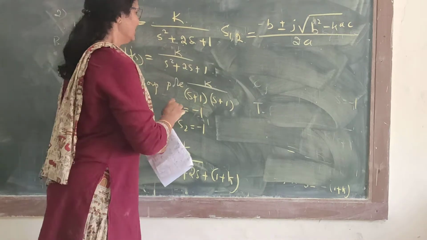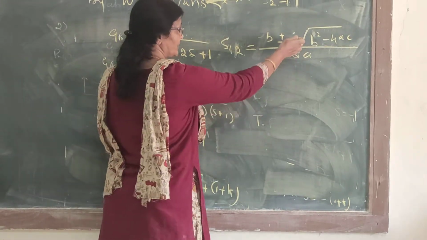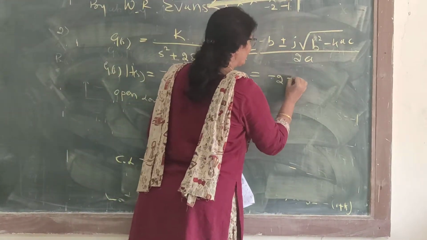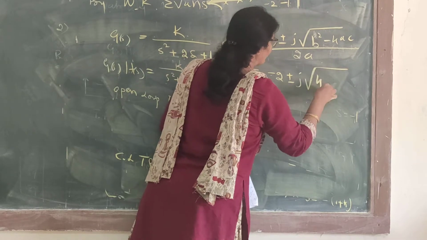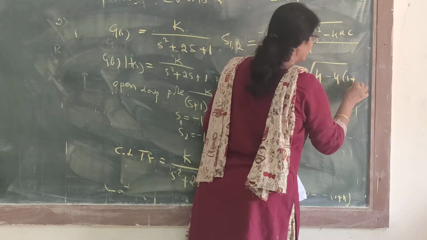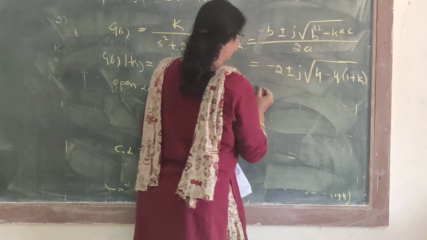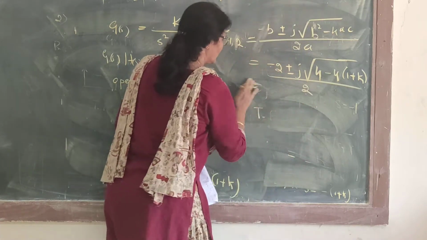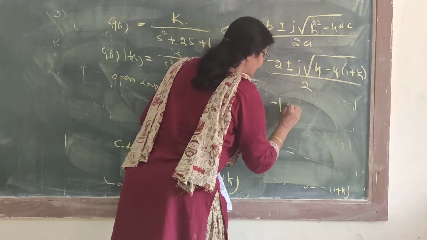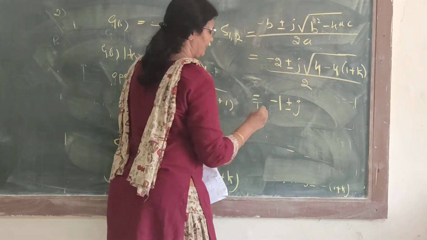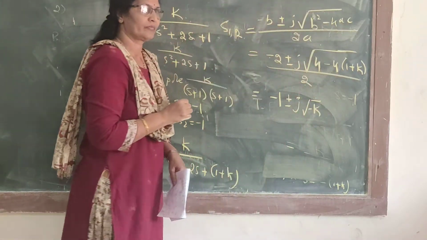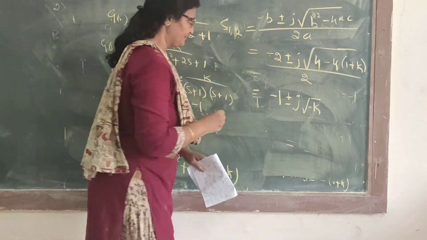If you substitute these coefficients in this equation, that gives us minus 2 plus or minus j square root of 4 minus 4 times 1 plus k, divided by 2. So after simplifying this equation, we will get minus 1 plus or minus j under root of minus k. Right?